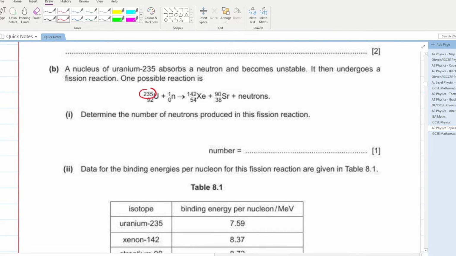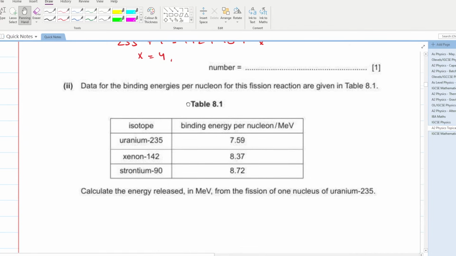Sum up the mass numbers on the left hand side: 235 plus 1 equals what? Sum up the mass numbers on the right hand side: 142 plus 90 plus the number of neutrons, that is x. So this becomes 236 minus 142 minus 90. The number of neutrons x equals 4. So let's move on to the next one.